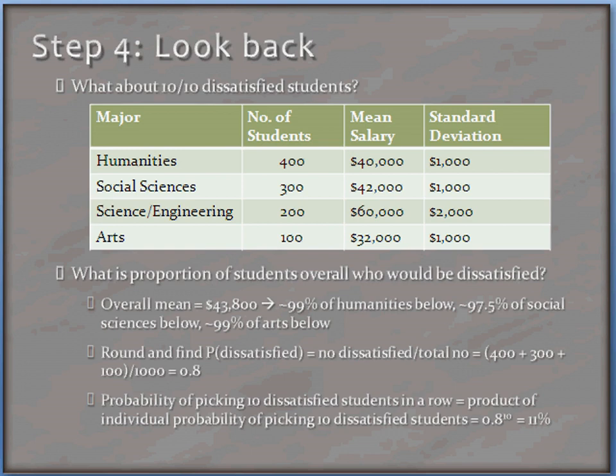So we can approximate and say that for the most part, humanities, social sciences, and arts students are dissatisfied with their salaries. Because these students account for 80% of the student population, the probability of being dissatisfied with salary is approximately 80%.